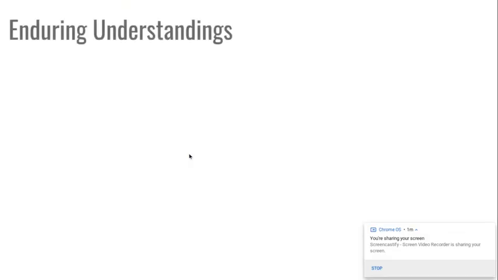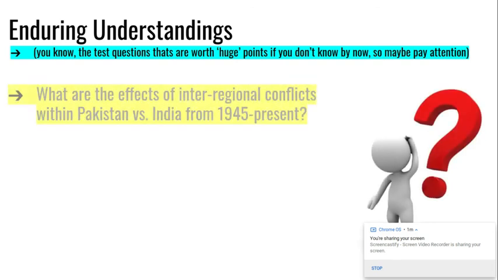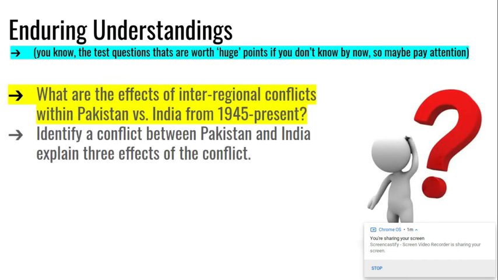So, enduring understanding wise, the question that you're answering regarding Pakistan and India is what are the effects of interregional conflicts between these two countries? And interregional just means within the region, and the region is Asia. So don't get caught up on that word. Just tell me what's a conflict that's happened between Pakistan and India, and what are three effects.